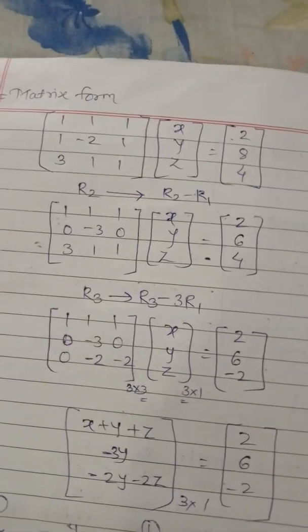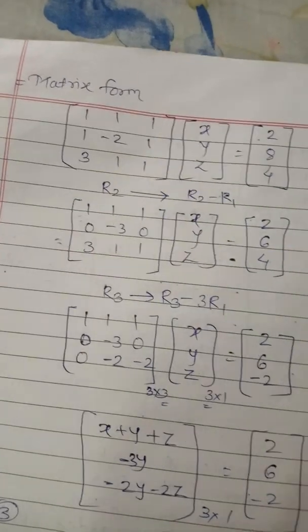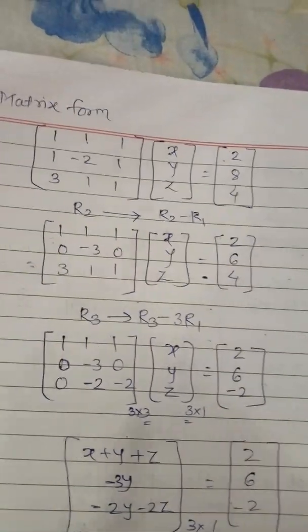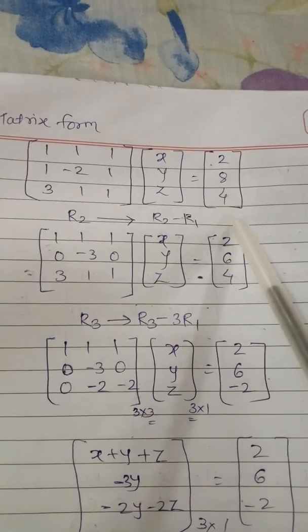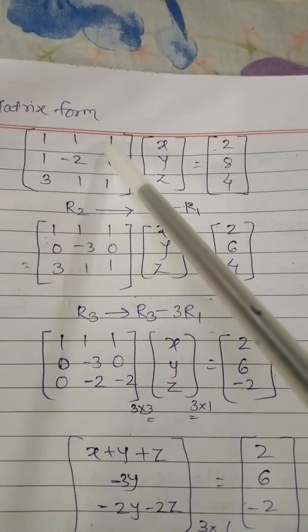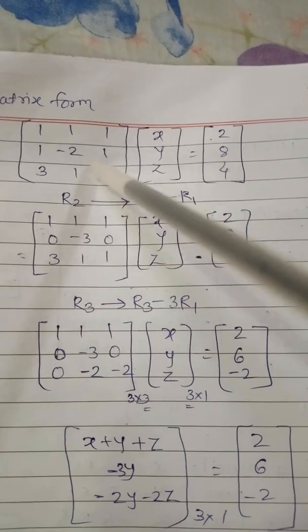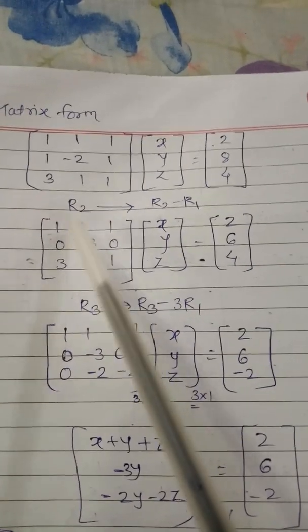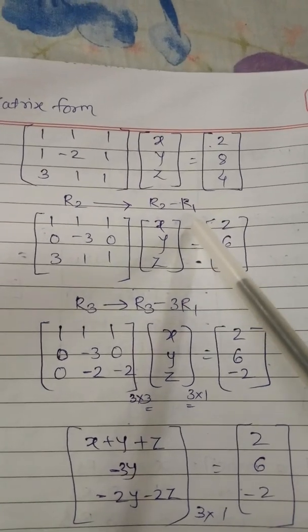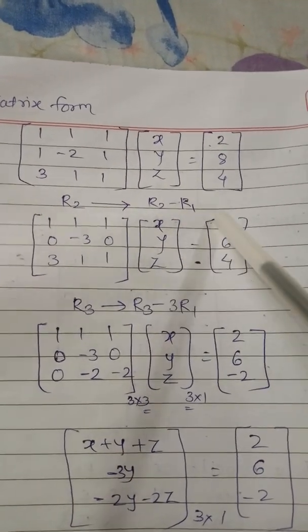Now we have to convert it into the matrix form. So by converting, we get 1 1 1, 1 minus 2 1, and 3 1 1, times x y z, equal to 2 8 4. Again our aim is to convert this matrix A into either an upper or lower triangular matrix. So my first operation is R2 minus R1.